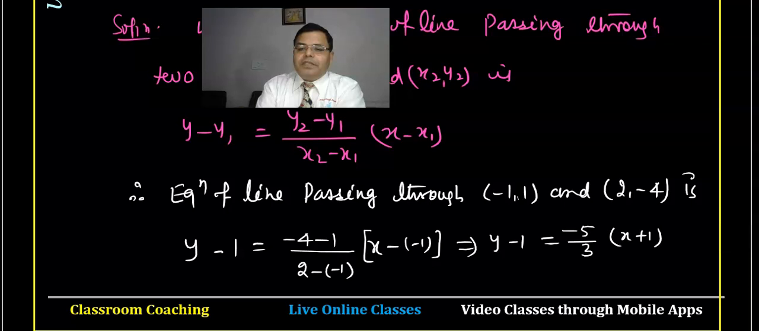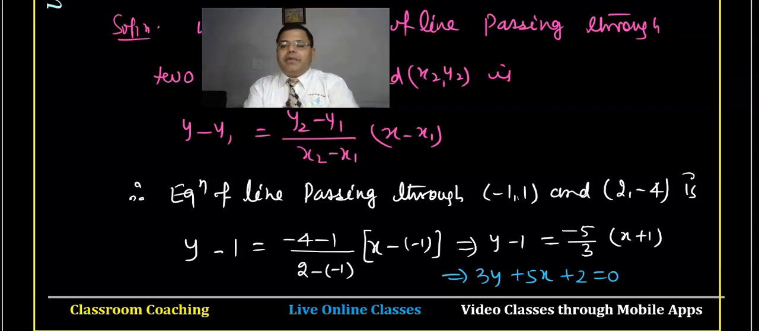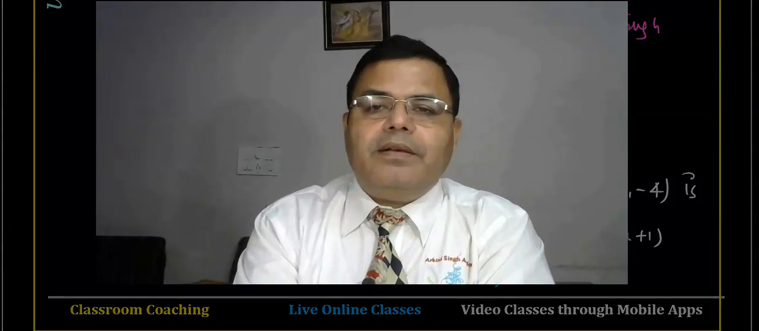So clearly, 3y minus 3 is equal to minus 5x minus 5. Bringing terms to one side, we get 5x plus 3y plus 2 is equal to 0. This is the required equation of line. You can write 5x plus 3y plus 2 or 3y plus 5x plus 2, it doesn't make any difference. So I hope you got it and understood it well, isn't it?